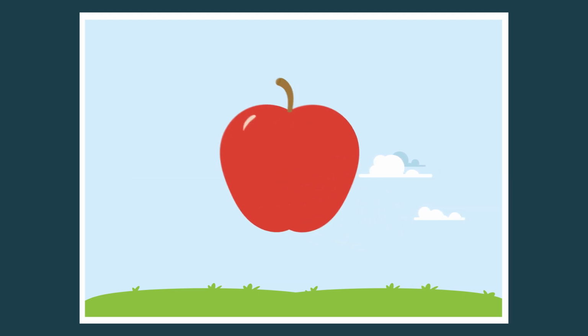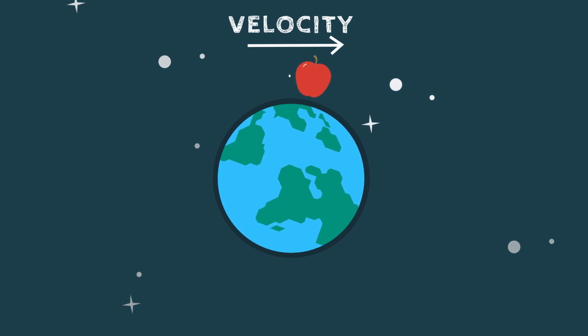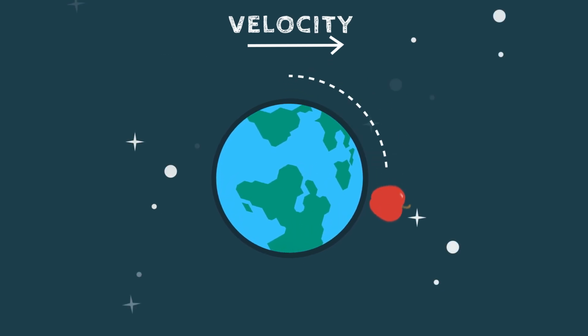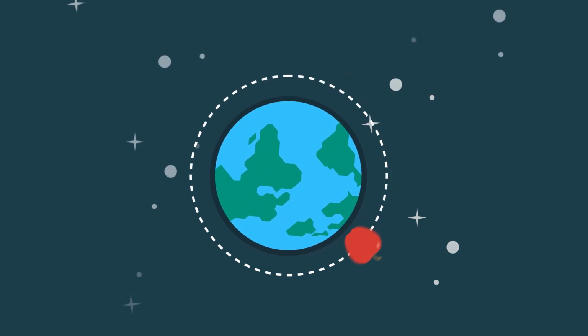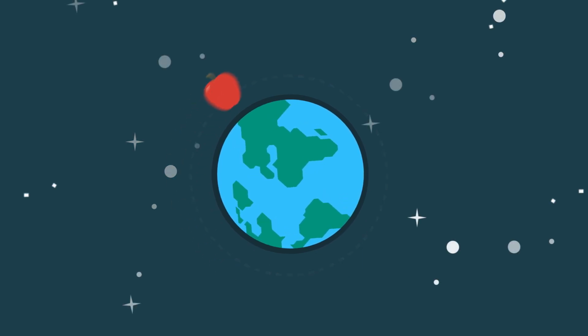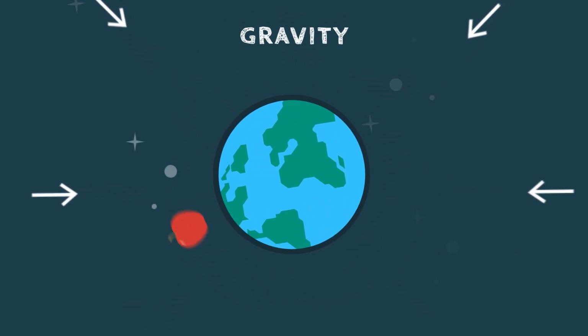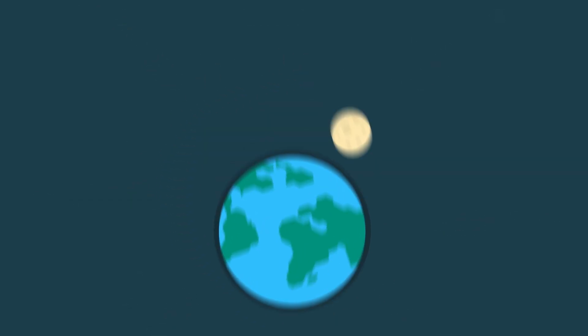Now imagine this. You are in space, outside of Earth's atmosphere. If you throw the apple again with enough speed, the apple will take a much longer path and eventually make a complete circle. The apple, however, will never lose speed, and gravity is pulling the apple to the center of Earth. And that's why the moon is orbiting Earth.